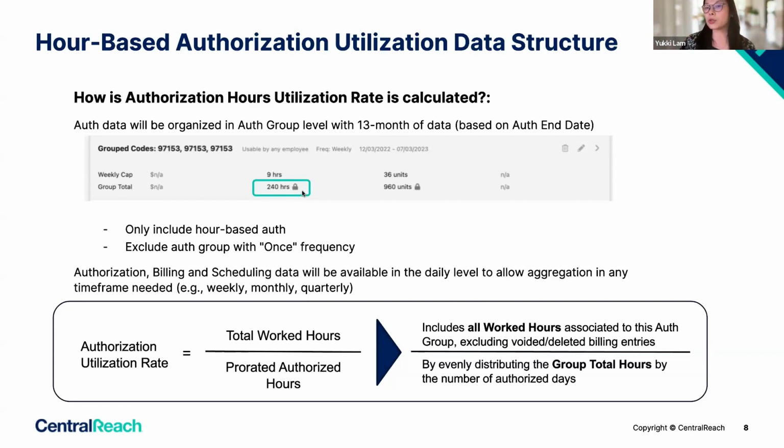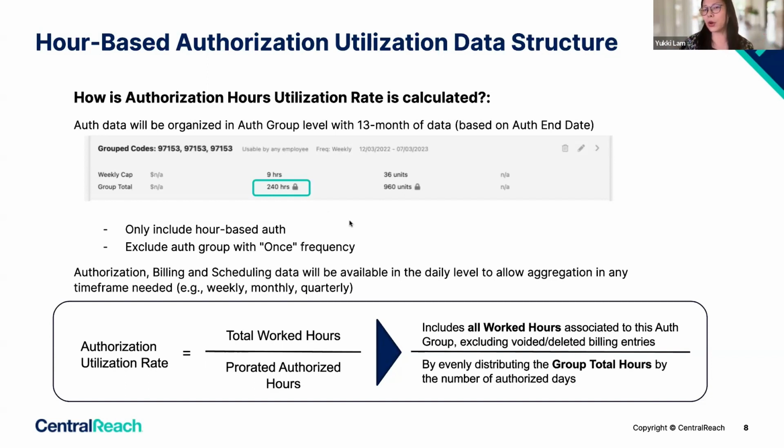The other thing that we exclude in the data set is anyone with a frequency of once. In this case, frequency is weekly, so it is fine. When it's once, we exclude it, and the reason is a lot of those authorizations are more like assessments. If you have 10 hours for every 6 months, it really doesn't make sense for us to evenly distribute this 10 hours across 6 months. It would just create a lot of noise, a lot of extra records that will take away your focus from the real crux of it. So that's why we exclude it.